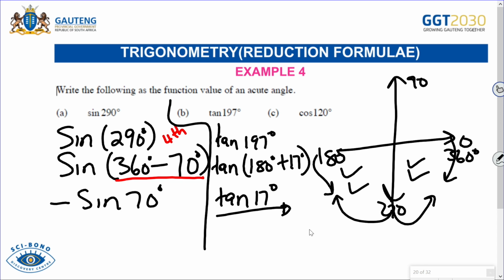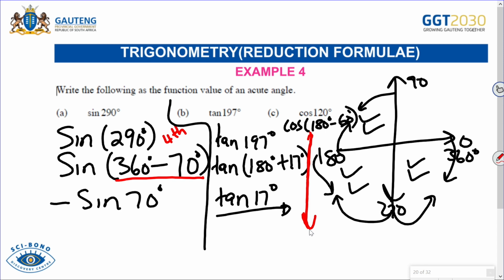Okay, we move to the last one. The last one, you are given cos of 120 degrees. So 120 degrees, it's less than 180, but it's greater than 90 degrees, right? So it means it's in which quadrant? Second quadrant. So in the second quadrant, you'll get cos of 180 degrees minus 60 degrees, right? And then you say 180 minus 60, it's in which quadrant?